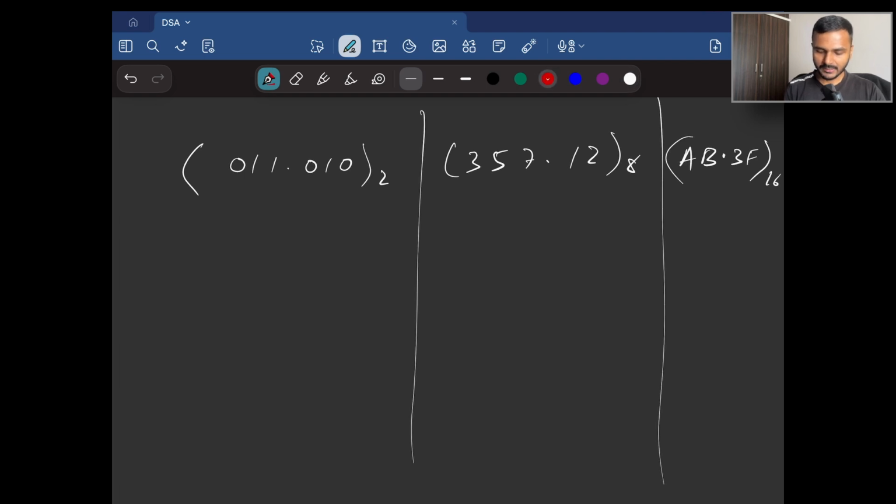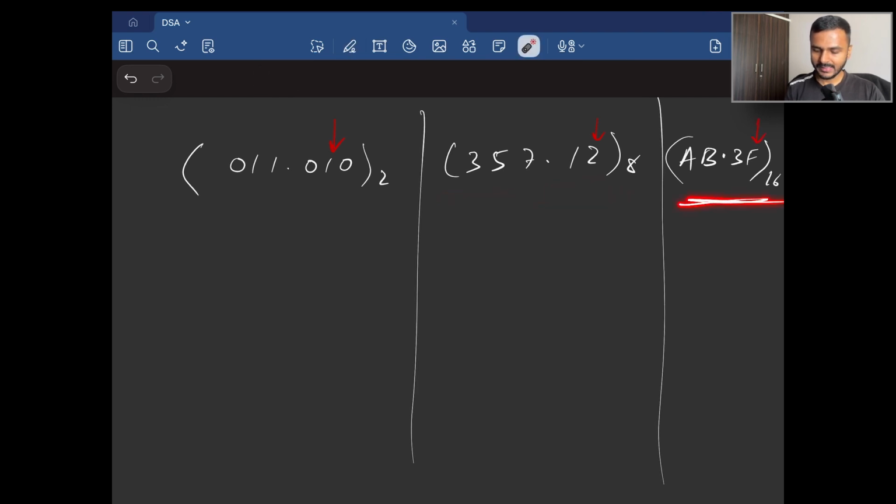How can we find the positional value of, let's say, this 1 in this binary number, and let's say this 2 in this octal number, and for example, this F in the hexadecimal number? Pause the video for a moment, try solving it yourself, and then follow along to check if your answer matches mine.